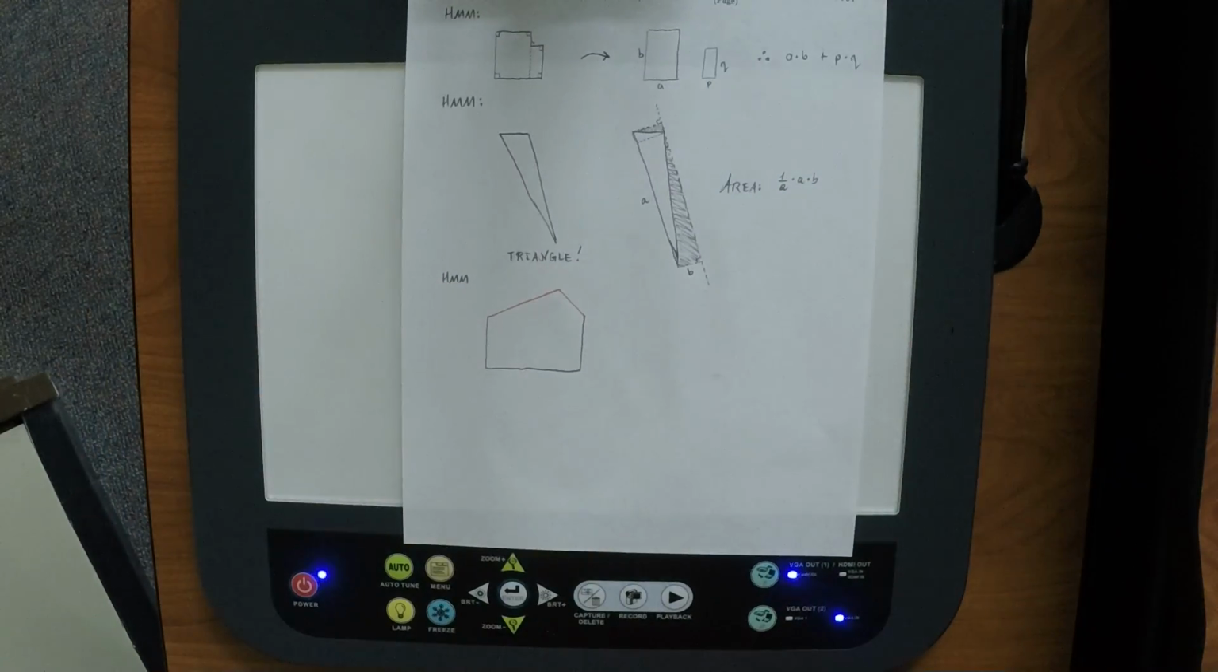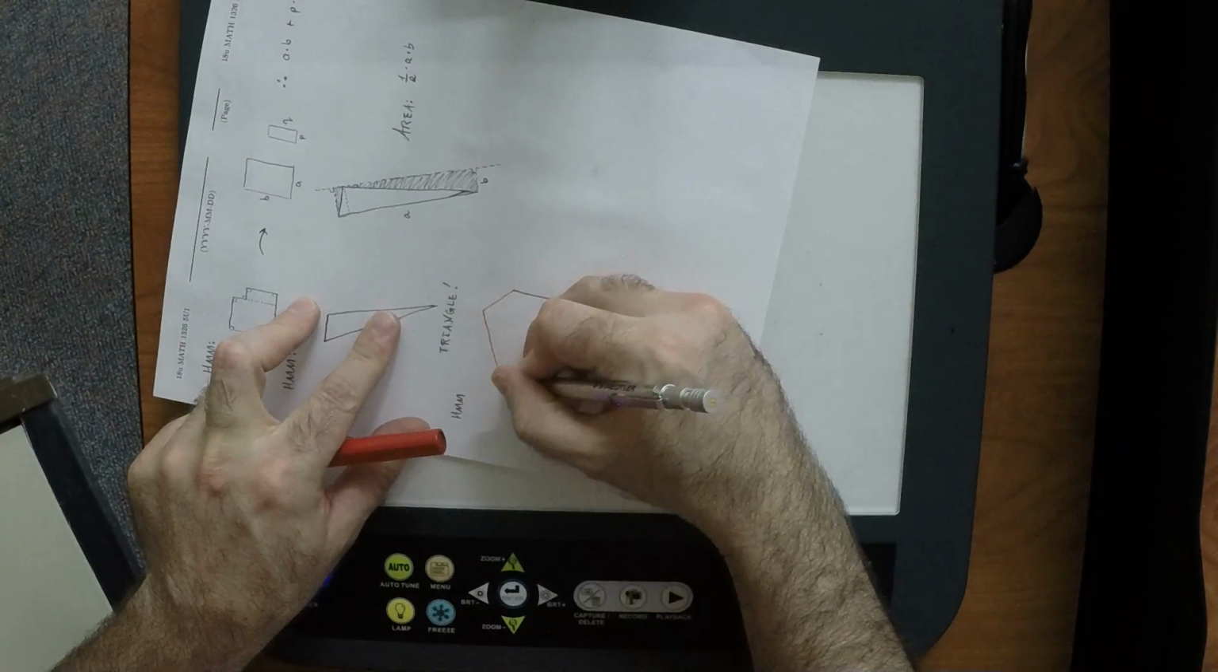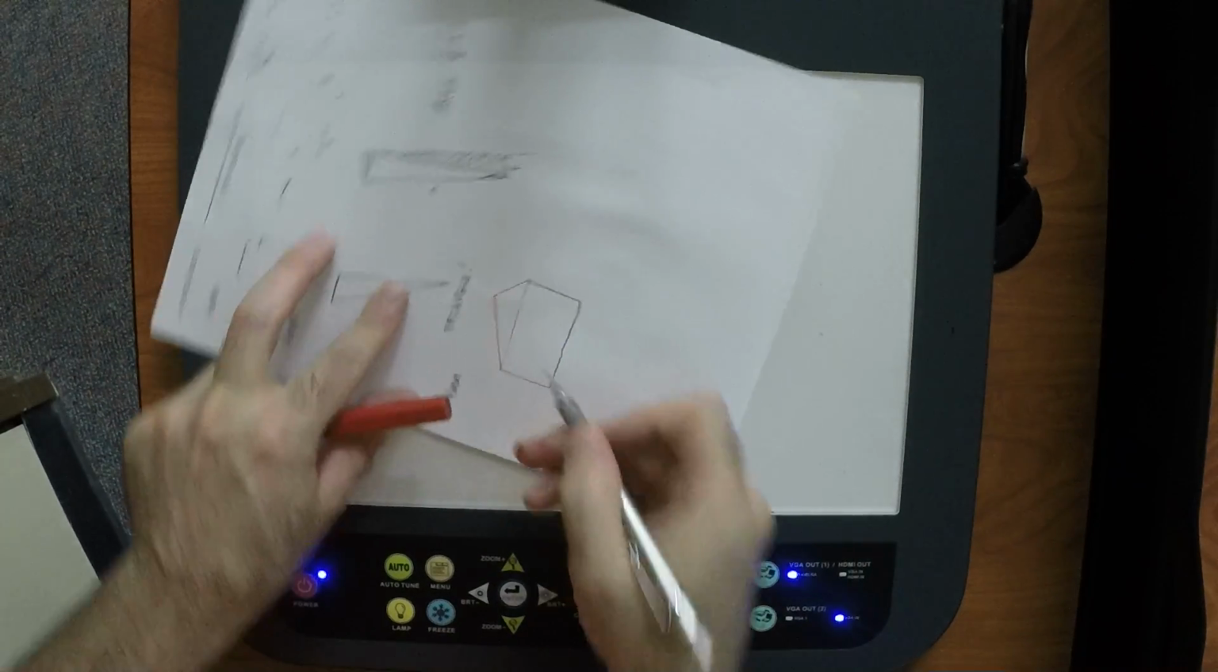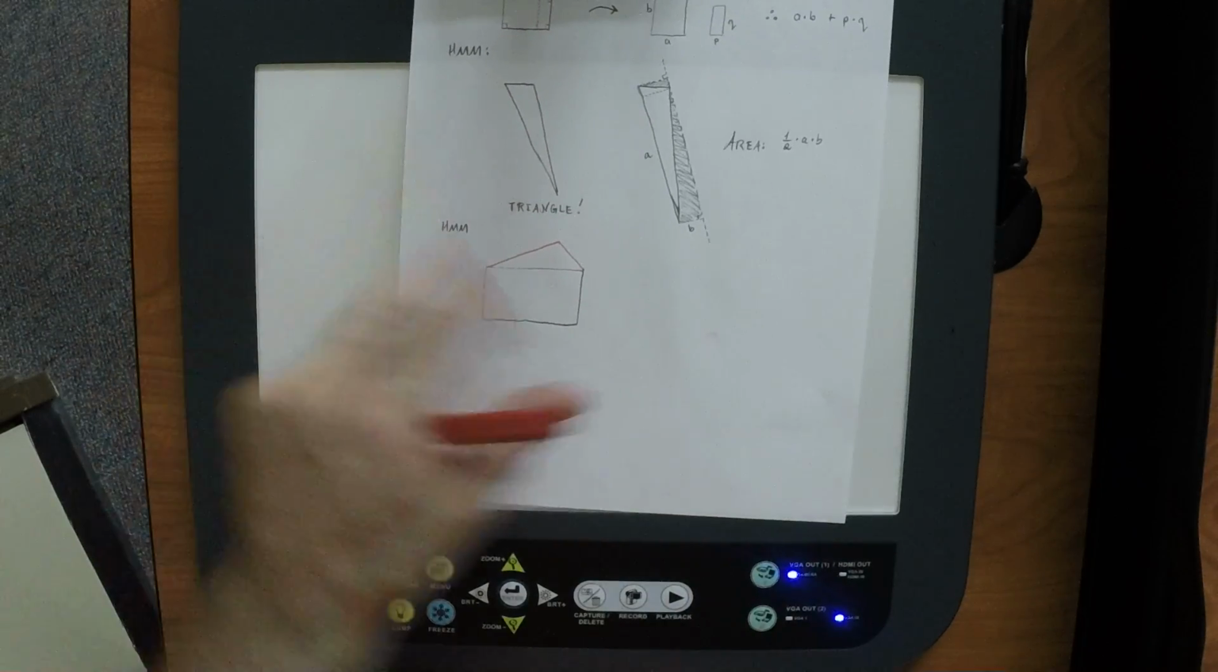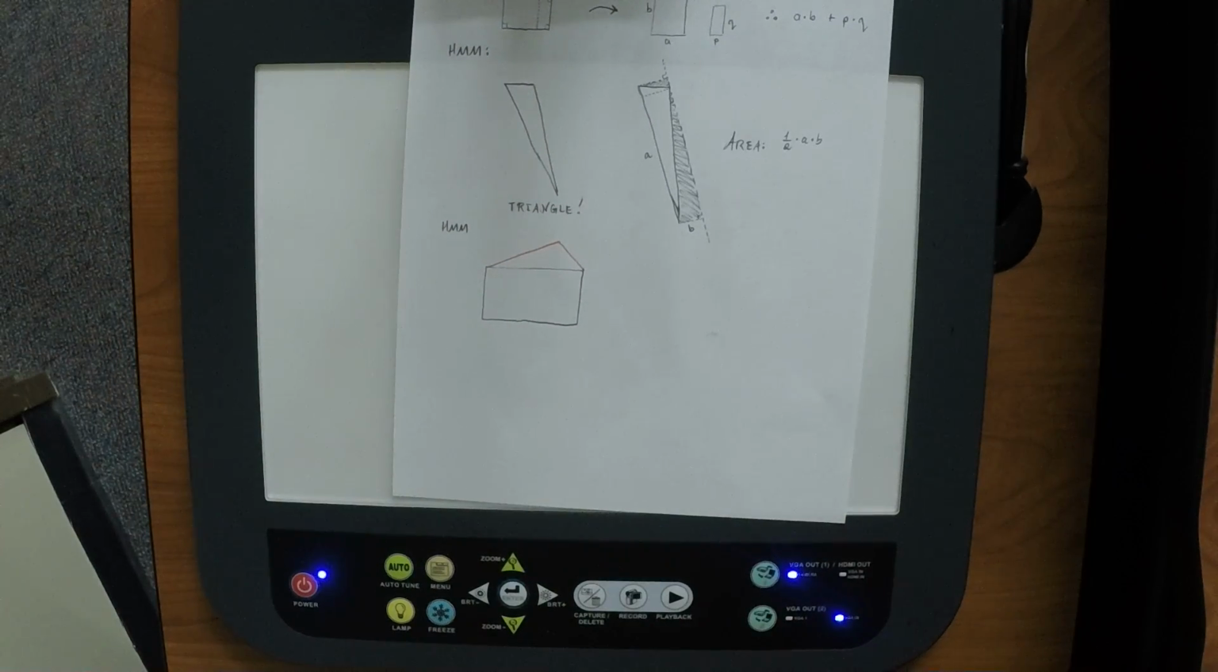So now, is that a rectangle? No, it's not a rectangle. Is it a triangle? No, it's not a triangle. But can we agree that we could cut it into pieces that are rectangles and triangles? So that, you know, there's a rectangle, there's a triangle. Using the methods above, we can find the area of each, find the area of the whole thing. Okay.